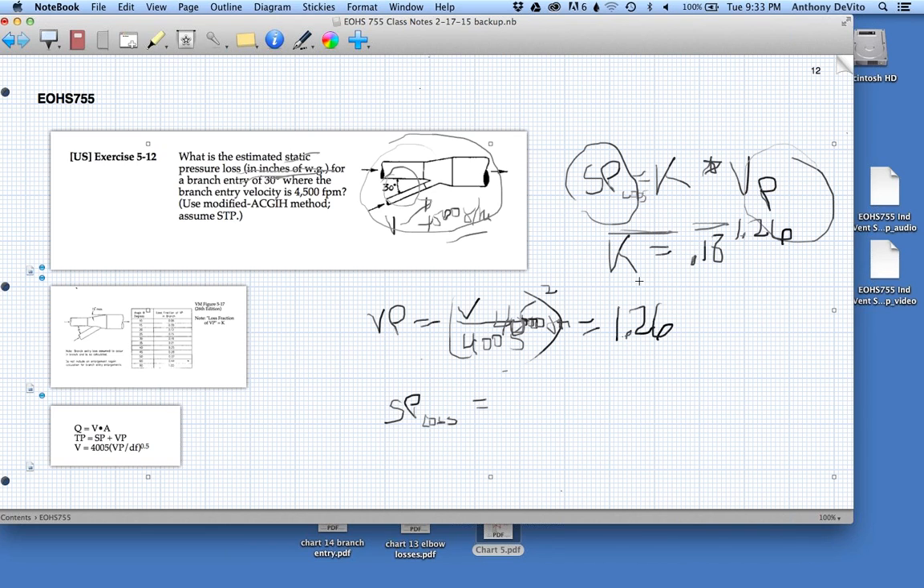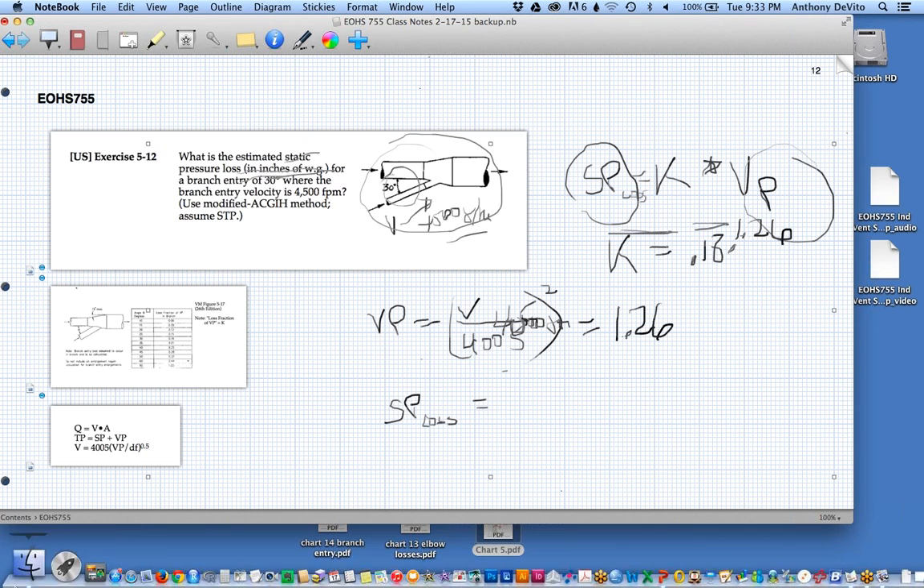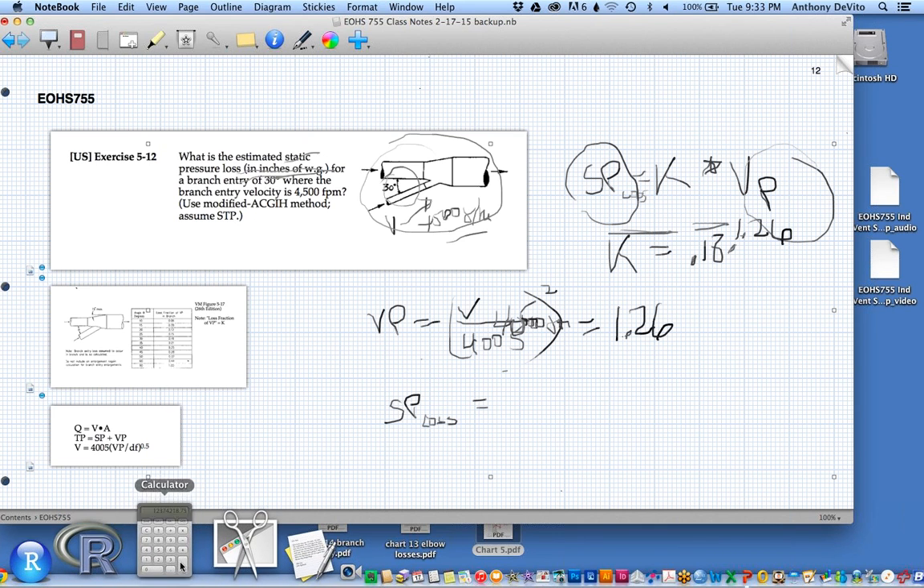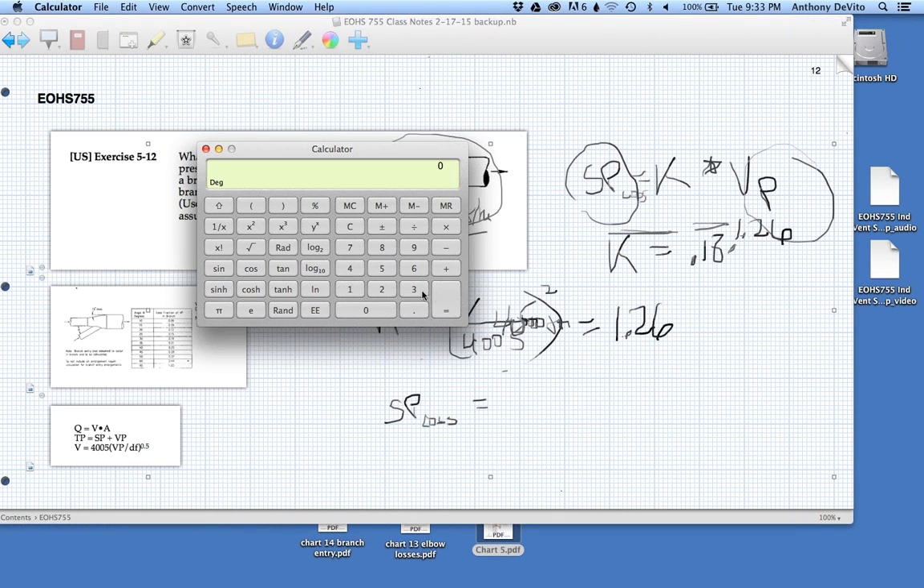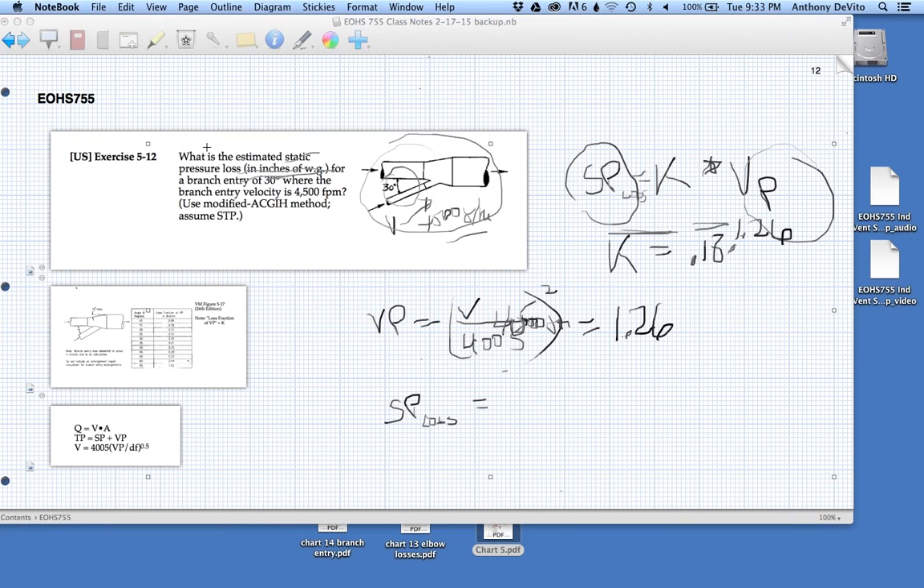Okay, so this is going to be equal to 0.18. So our static pressure loss is going to be equal to 0.18 times our velocity pressure in inches of water, 1.26. So it's going to be equal to, let's see, 1.26 times 0.18. That's going to be equal to about 0.23 inches of static pressure loss.